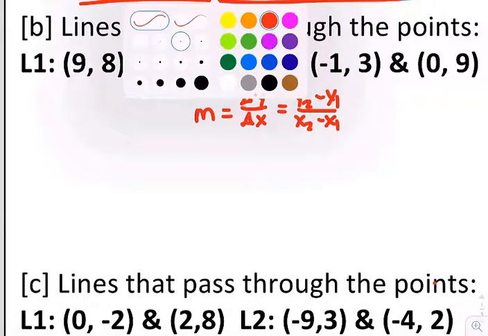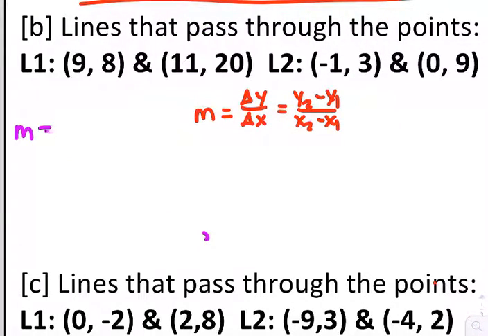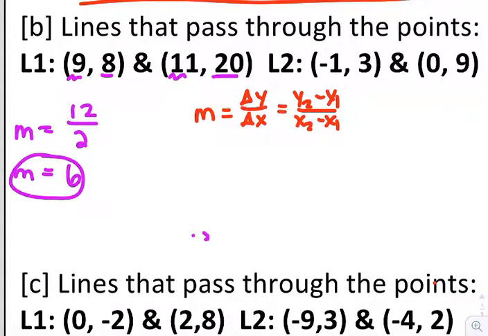For the left-hand side, calculating the change in y over change in x, the y goes from 8 to 20, so that's a change of plus 12. We can also accomplish that by subtracting: 20 minus 8 is 12. For the x, we go from 9 to 11, so that's a change of 2. Reducing this, we have 12 over 2, so our slope is just going to be 6.